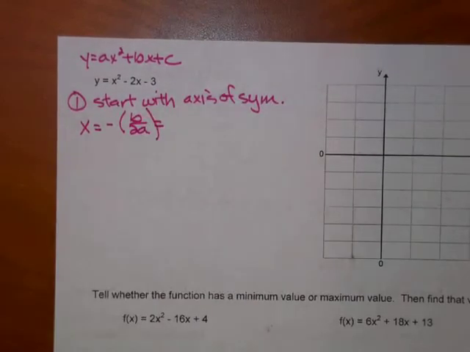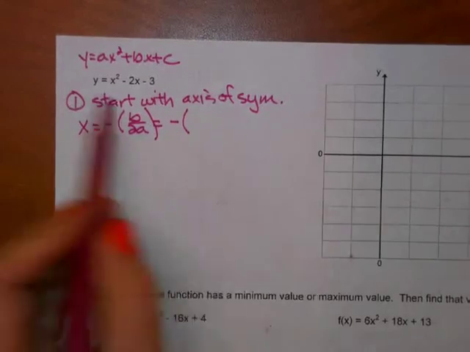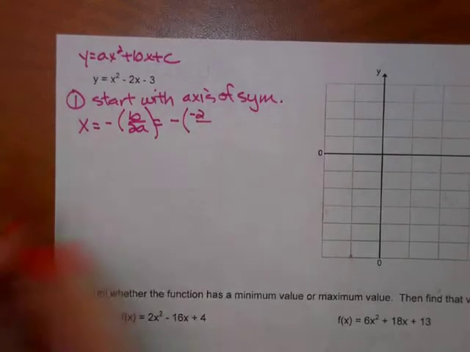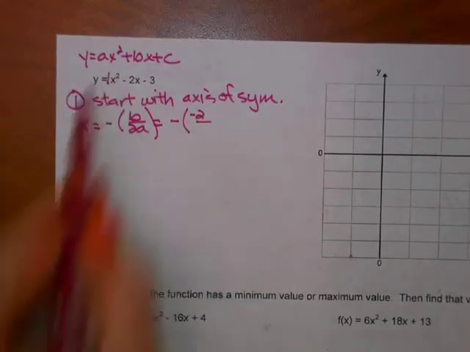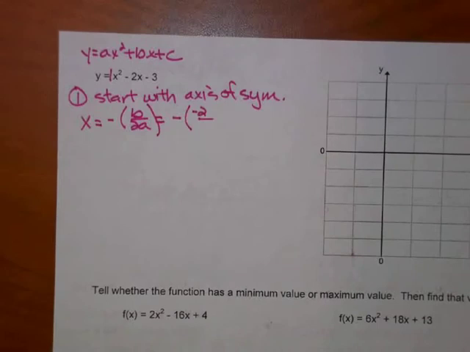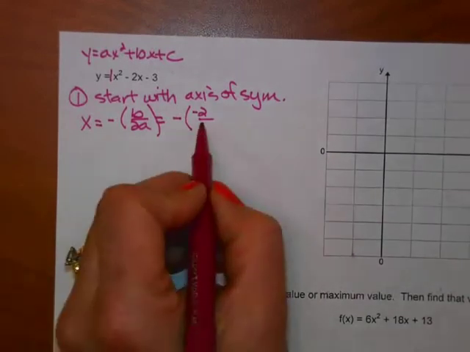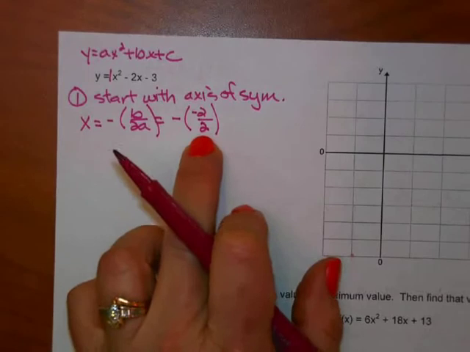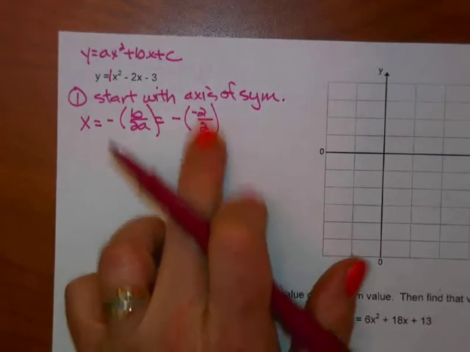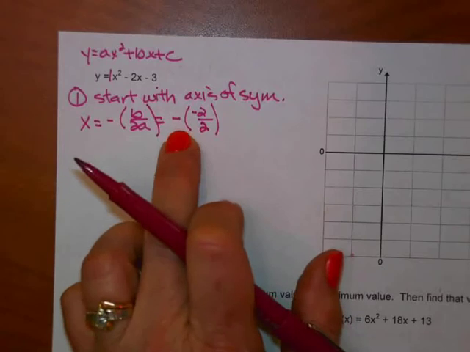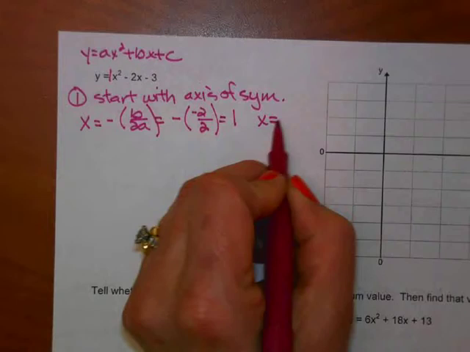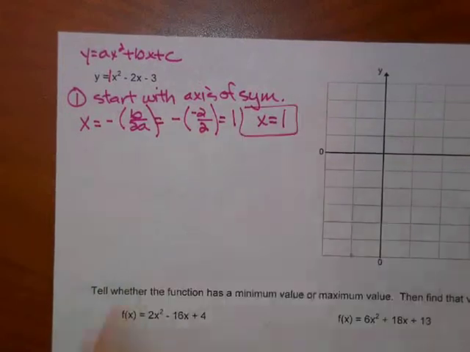So let's talk about it. What is b? Negative 2. So I'm going to put negative 2 up here. What's a in this equation? 1. Okay, so 2 times 1 is what? Now I got to simplify that. 2 times 1 is 2. Negative 2 divided by 2 is negative 1, correct? And then there's that other negative out here. So it actually equals 1. So x equals 1. That's my axis of symmetry.